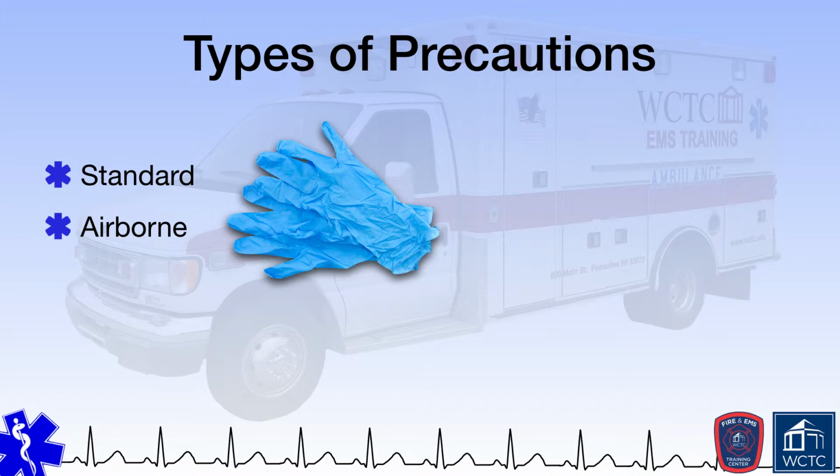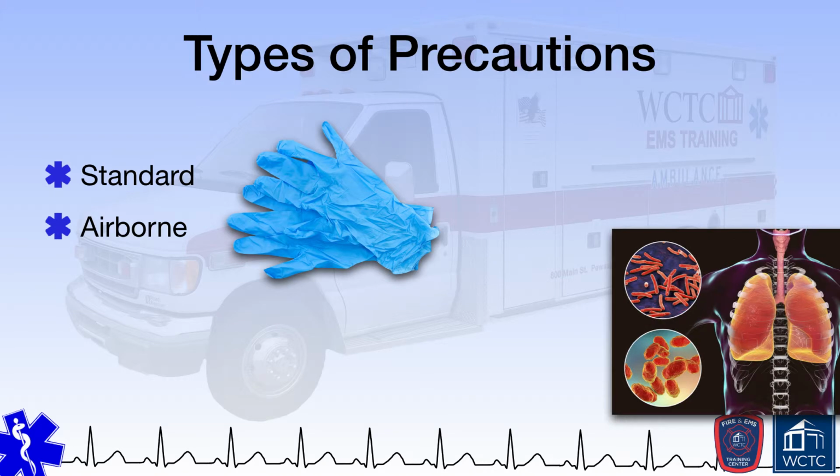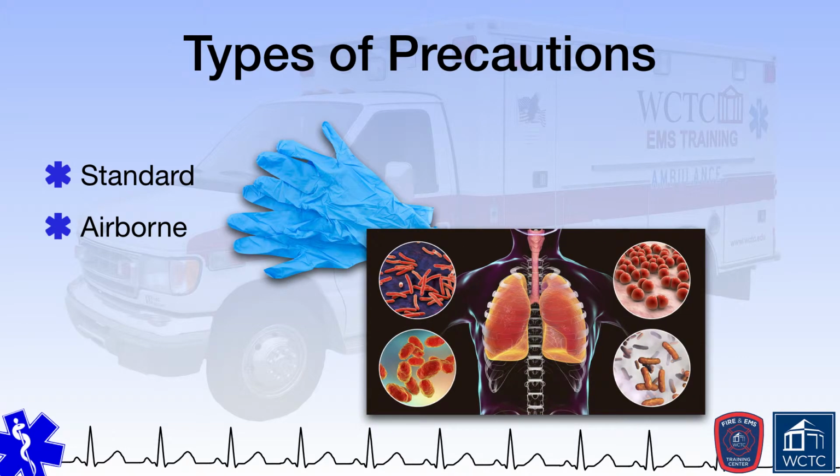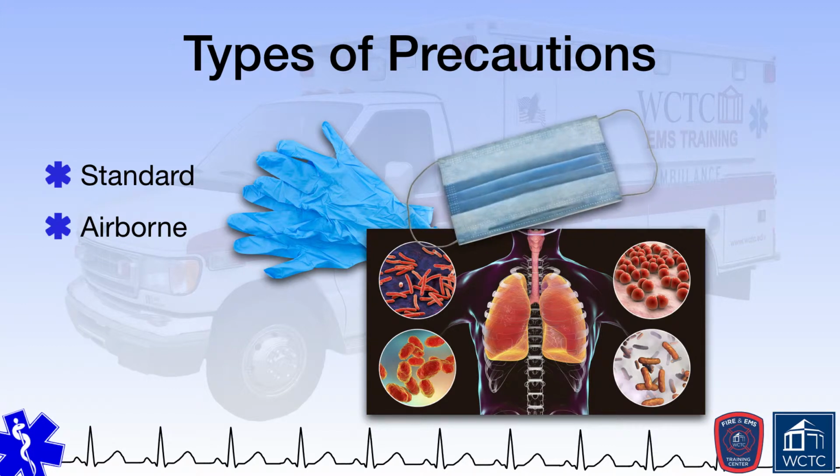Airborne precautions apply when dealing with large particle diseases that can travel a distance of at least 6 feet in the air before gravity takes over and the particles drop to the ground or another surface. Examples of such diseases include tuberculosis, measles, or chickenpox. To prevent against this type of disease transmission, a surgical mask should be worn by the patient or, if that is not feasible, the EMS providers.